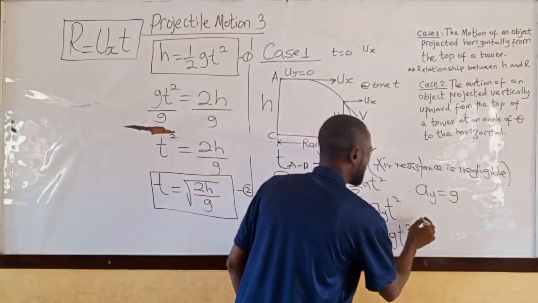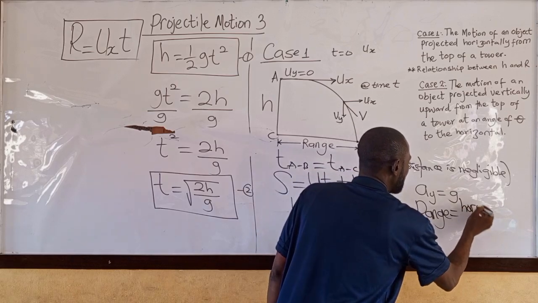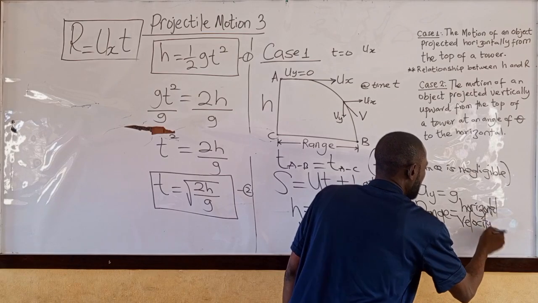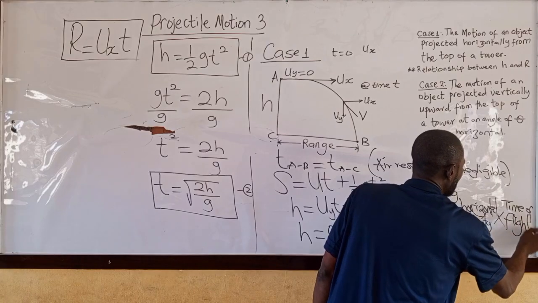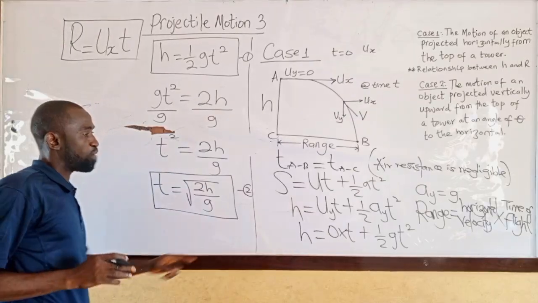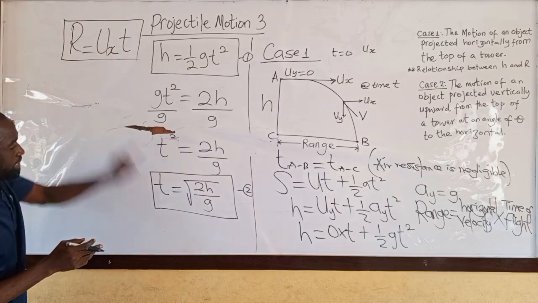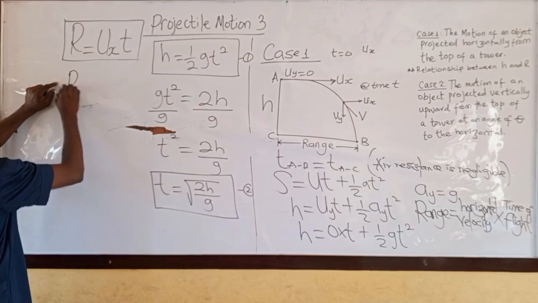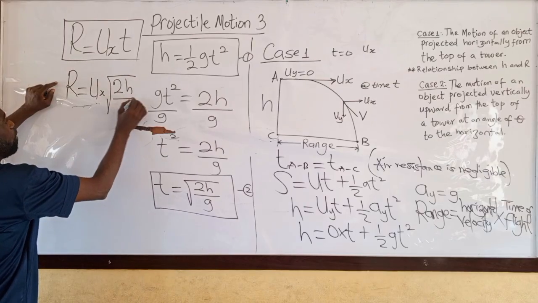Range is equal to horizontal velocity. Don't forget, please. Horizontal velocity times time of flight. What is time of flight? The total time spent by a projectile during the course of its motion. So from this place now, I have it like this. But recall that our t is the root of 2h over g. So changing this, we have our R, which is range, equals u_x times the root of 2h all over g.